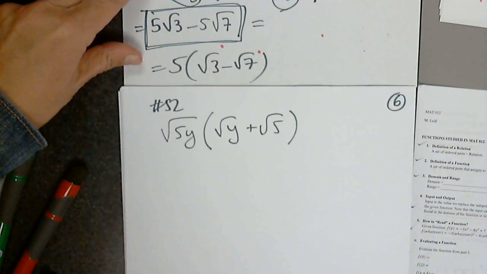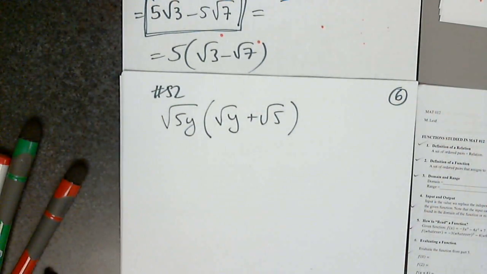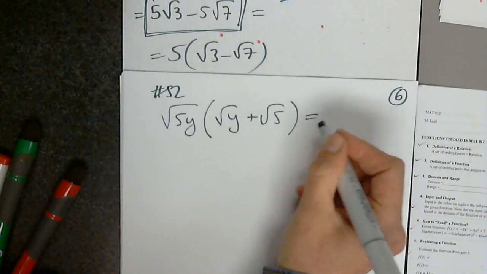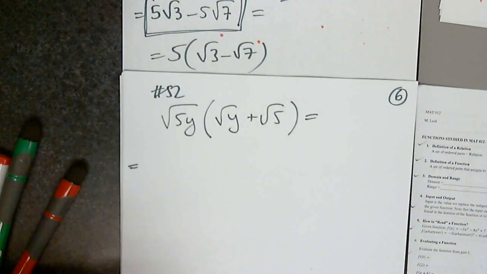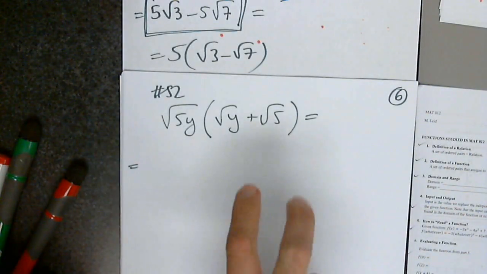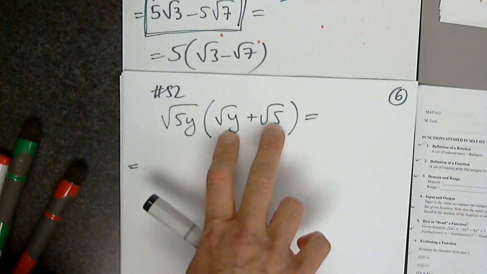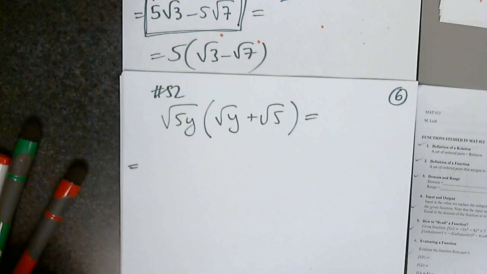So now let's repeat the process on this one. Tell me, what would you tell me to write? What would you write yourself? And I'll write it too. What would you write? Again, can you combine these two? We cannot combine them. The square root of y and the square root of 5 are not like radicals.